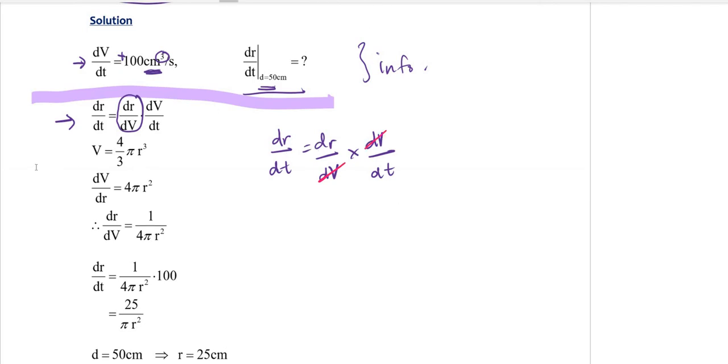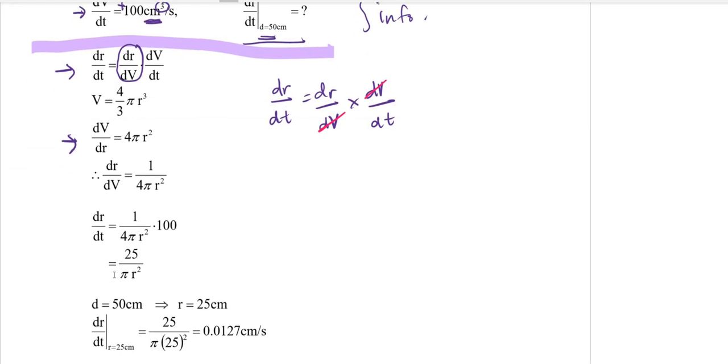Right now, the volume of a sphere is V equals 4 over 3 pi r cubed. Therefore, dV/dr is equal to 4 pi r squared. Remember, bring the power forward and subtract one from the power of r. dV/dr is 4 pi r squared, so dr over dV would be 1 over 4 pi r squared. That means we just flip it. Then dr/dt would be equal to dr/dV times dV/dt. So we substitute dr/dV times dV/dt. Simplify, we have 25 over pi r squared.